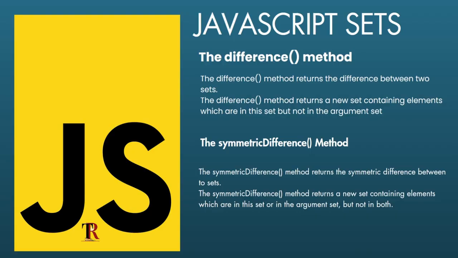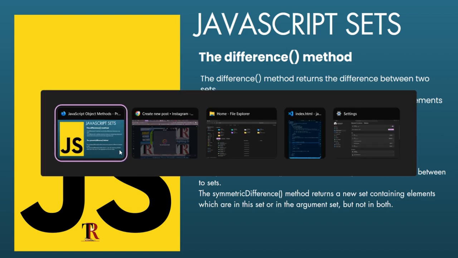Now, the difference method returns a new set containing elements which are in this set but not in the argument set. Which means that you have your initial set, and the argument set is the set through which you actually want to get the difference between the two sets, as you'll see in the practical example that we are going to move to next. So this is how the difference method works. You use it when you want to return the difference between two sets. So let's dive in and take a look at an example of the difference method in JavaScript.